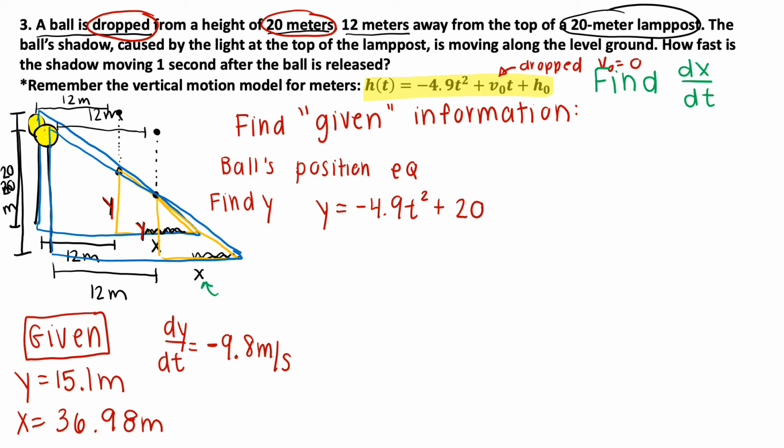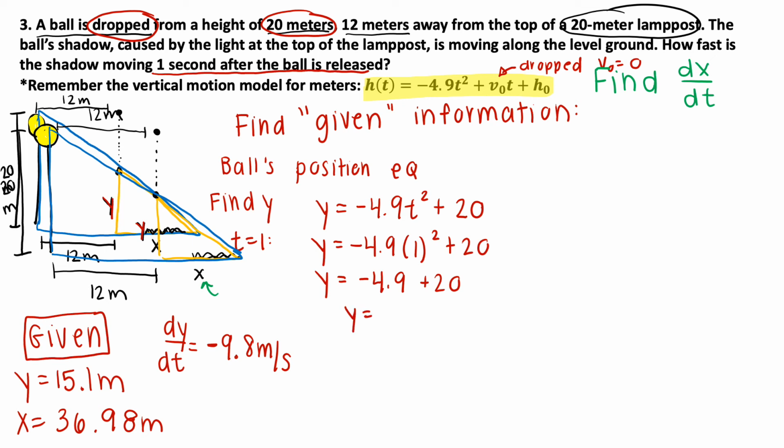So we can write our equation y equals negative 4.9 t squared plus 20, and we are looking 1 second after the ball is released. So we are looking when t equals 1. So we have y equals negative 4.9 times 1 squared plus 20. So y equals negative 4.9, because 1 squared is just 1, plus 20. So we get y equals 15.1, and it looks like we are counting in meters.